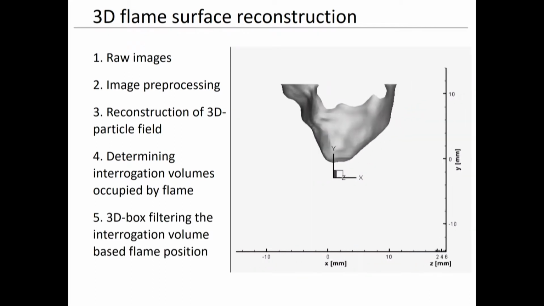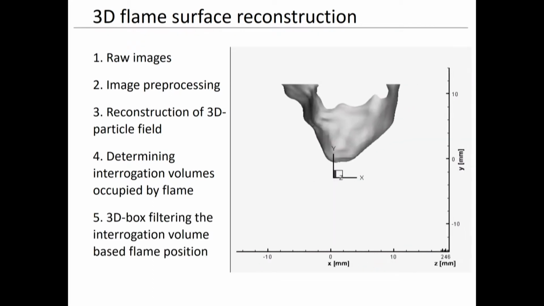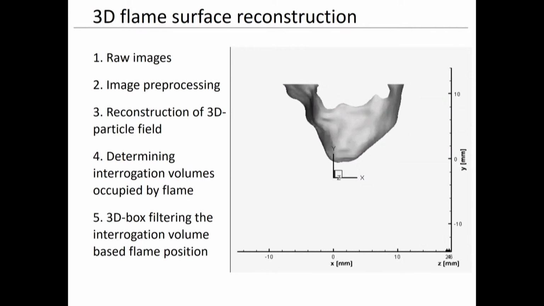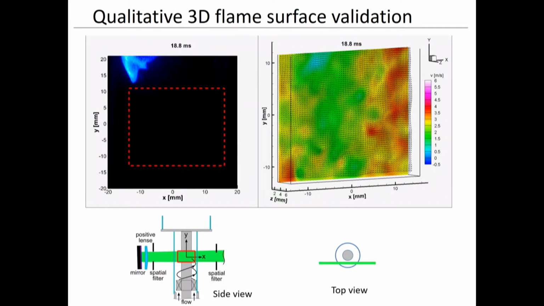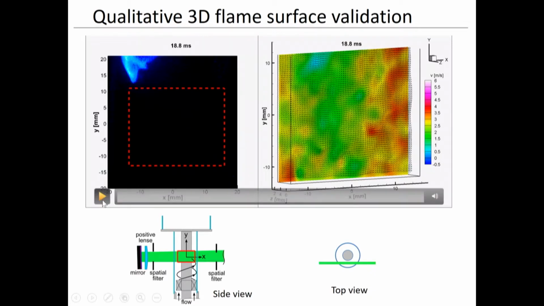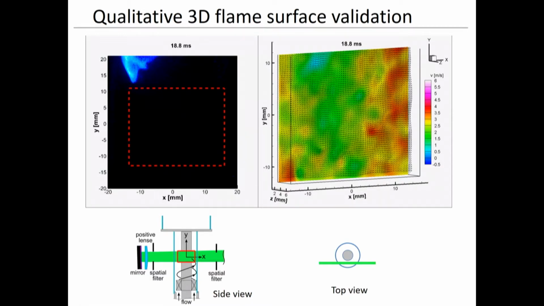So this is the result of that. This is the reconstructed 3D rendered flame front, and it kind of looks like a flame. You know, that looks pretty good. But of course, that may just be a coincidence. And so one thing we did is we just did some validation of this technique. We took some luminosity data at the same time as we're showing the simultaneous three-dimensional velocity data.